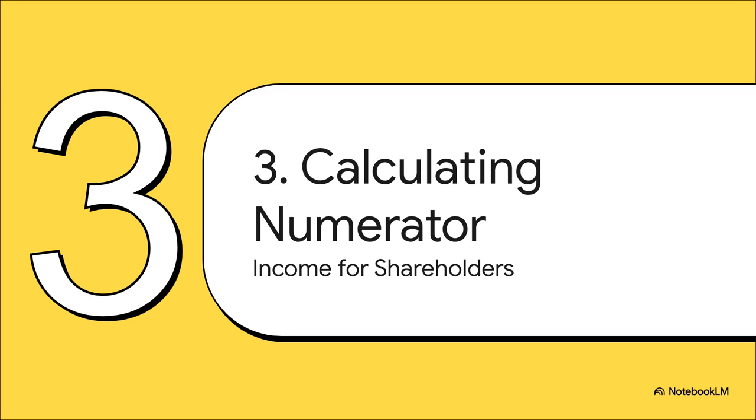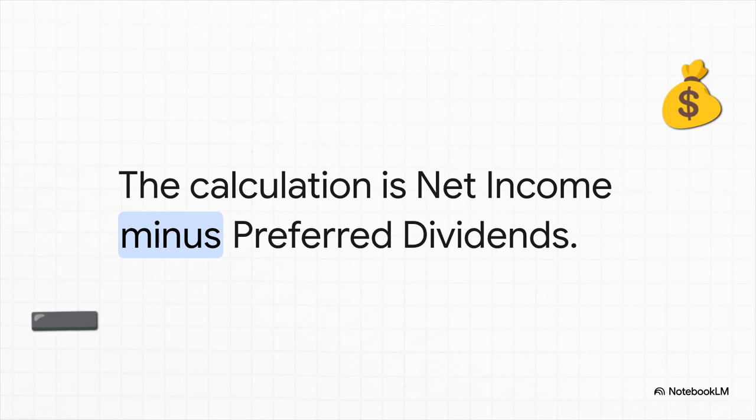All right, let's start with the top of our fraction, the numerator. Our whole goal here is to figure out the exact amount of profit that belongs exclusively to the common shareholders. You know, it really all comes down to this one critical adjustment. We start with the company's total net income, and then we have to subtract any dividends that are owed to the preferred shareholders. Remember, they have that superior claim, so we have to account for their piece first before we know what's truly left for the common stockholders.